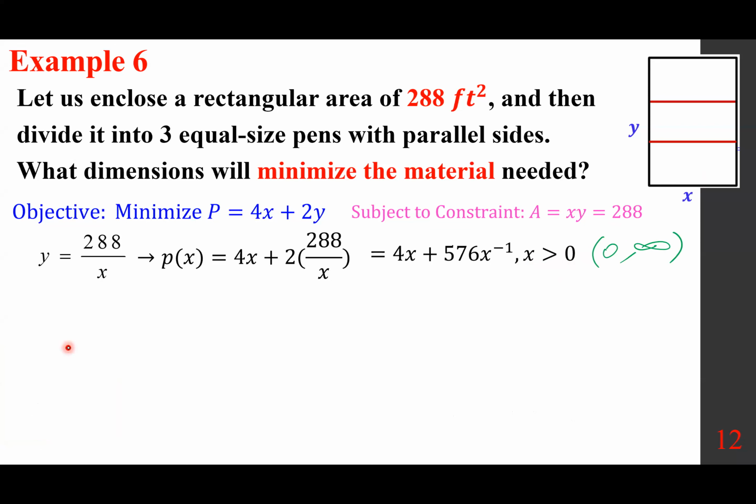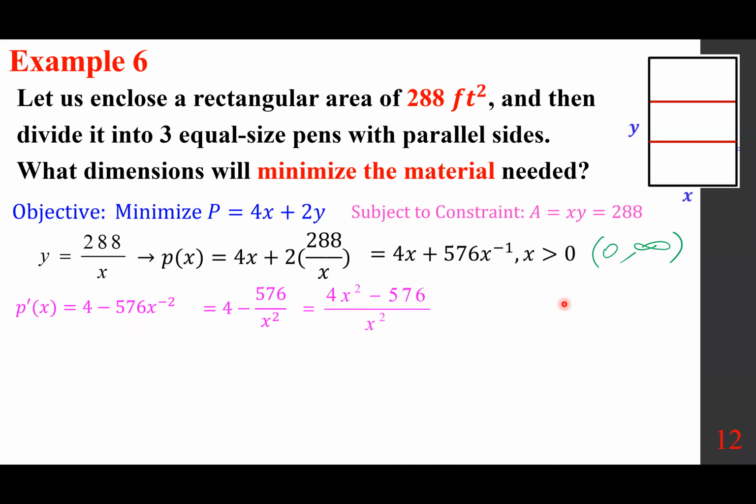To find the critical points, we are going to differentiate this. This becomes 4 minus 576x to the power minus 2. To solve this, first let's rewrite it by putting this underneath, taking a common denominator of x squared. This becomes 4x squared minus 576 over x squared. And now a fraction is 0 when the top is 0. A fraction is undefined when the bottom is 0.